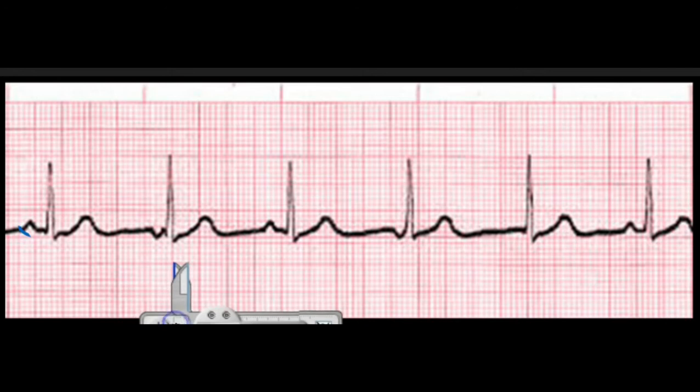Yep, I got about two blocks there. So we are going to make that QRS duration at 0.08.